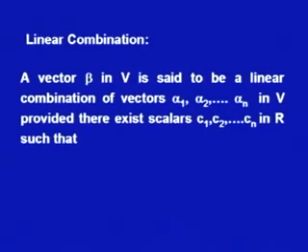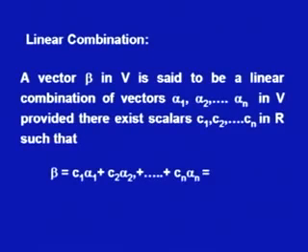Now we define linear combination. A vector beta in V is said to be a linear combination of vectors alpha 1, alpha 2, ..., alpha n in V, provided there exist scalars C1, C2, ..., Cn in R such that beta is expressed as C1 alpha 1 plus C2 times alpha 2 plus C3 times alpha 3 and so on up to Cn alpha n. In short, we write it as the summation i equal to 1 to n of Ci alpha i. It is a compressed form of representing this linear combination.